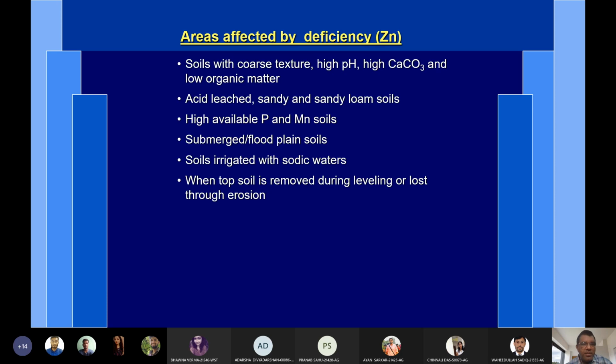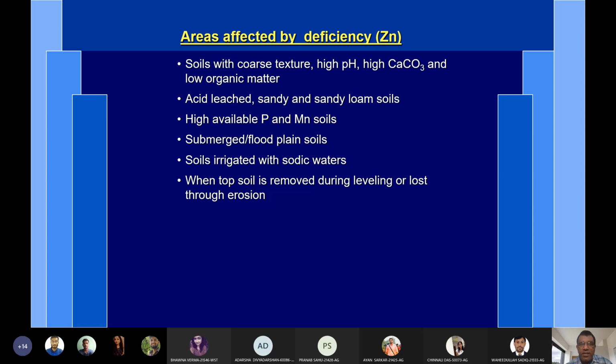Now, what are the areas that are affected by deficiency of the zinc? As usual, soils with coarse texture, high pH. High pH is not conducive for zinc availability, and high calcium carbonate and low organic matter. These are the areas or soils where you will find zinc deficiency.